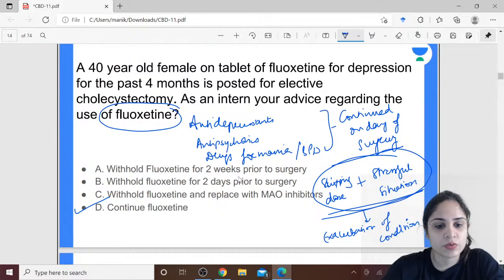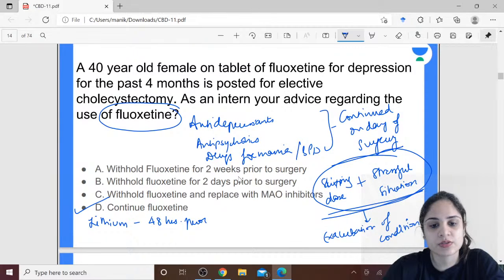Now there is only one agent that you should not continue, and that is lithium. Remember, lithium should be stopped 48 hours prior to surgery. Lithium is used for treatment of mania. Why do we stop lithium 48 hours prior to surgery? Because lithium is responsible for interfering with the metabolism of the anesthetic agents.